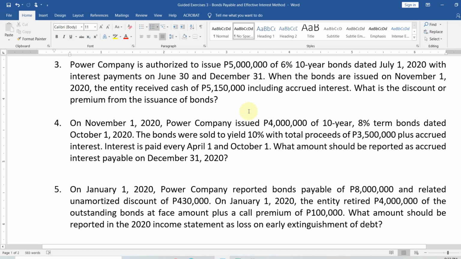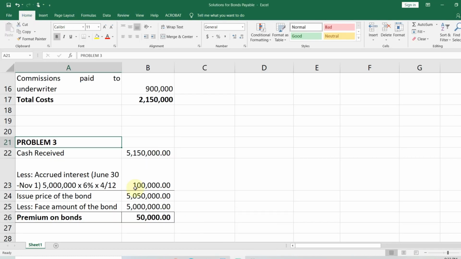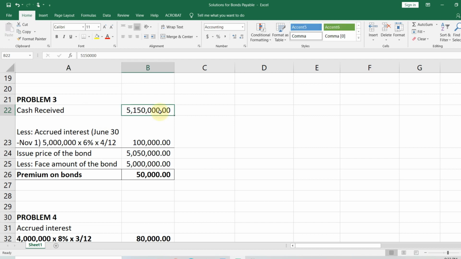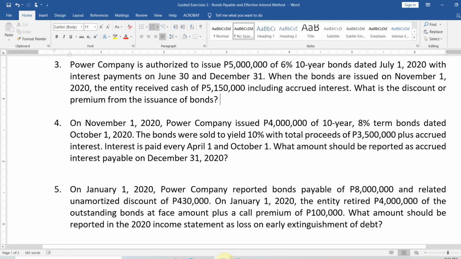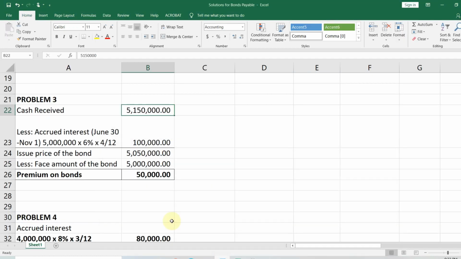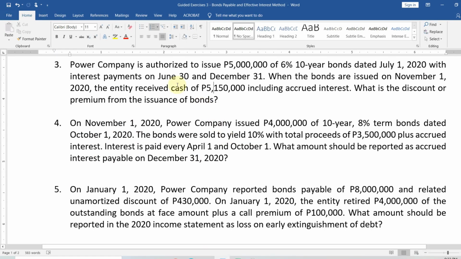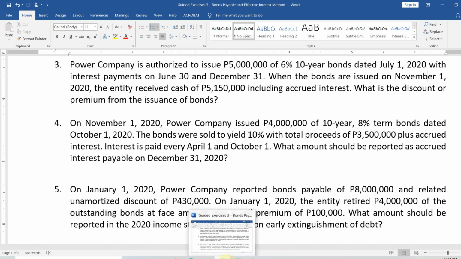Recall our discussion regarding accrued interest and issuance between interest periods. How do we look at the bond? You need to look at the issue price of the bond. How do we compute that? You have the cash received, 5,150,000, which is given, less accrued interest from the nearest interest date. When does it pay interest? You have June 30 and December 31. So, those are the payment dates. When was it issued? November 1.